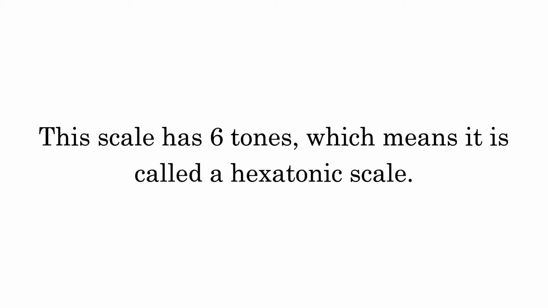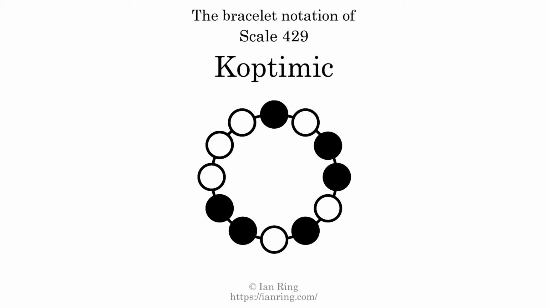This scale has 6 tones, which means it is called a hexatonic scale. This is a bracelet notation diagram of scale 429. The shaded circles represent tones that appear in the scale, and they are read clockwise, starting at the top.